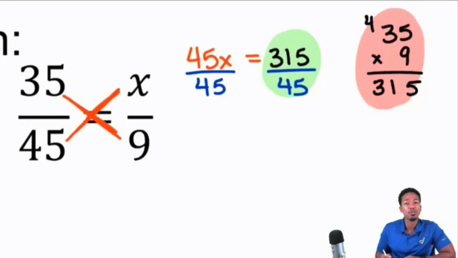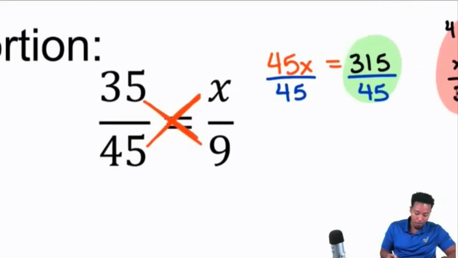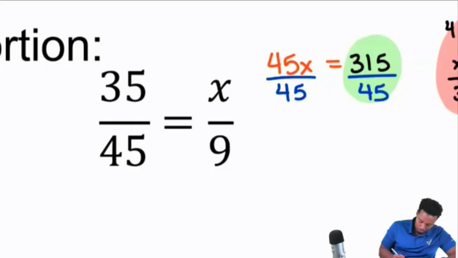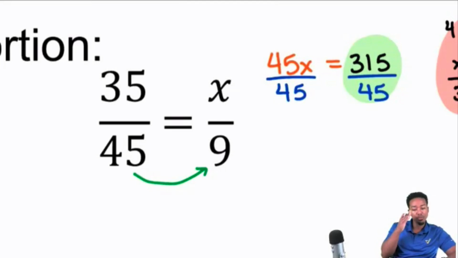But watch this, everybody. You can do this in one step mentally without putting your pencil to paper. Everybody, answer this for me. How do we go from 45 back to 9? What do we do to 45 to get to 9?